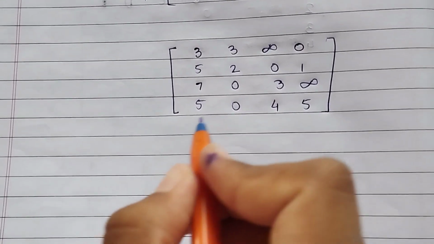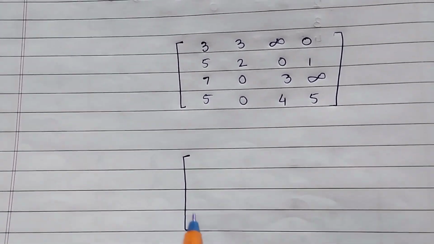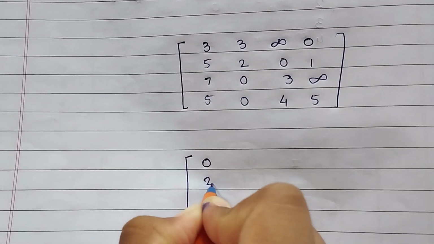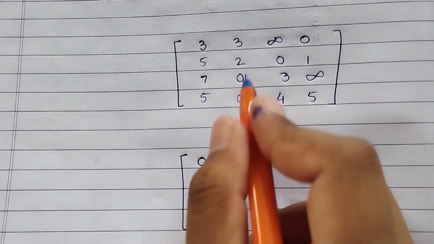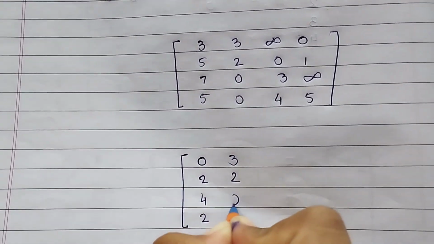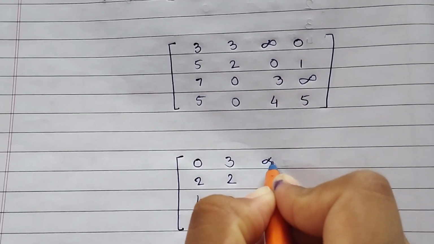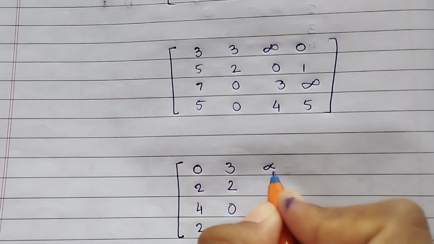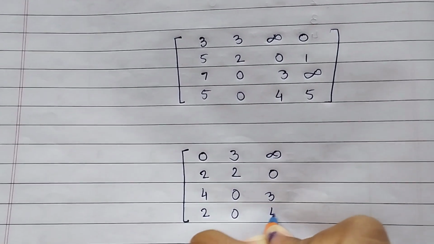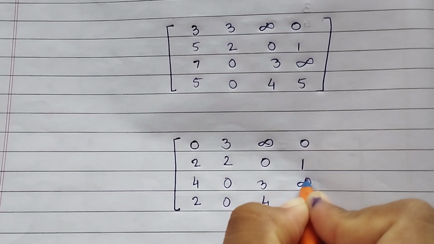Now the third step: find the minimum from each column and subtract it from the respective column. From the first column 3 is the smallest. So 0, 2, 4 and 2. Now from the second column 0 is the smallest, so we write the column as it is, because any value subtracted from 0 remains the same. In the third column, again 0 is the smallest, so we write the column as it is. And in the last column again 0 is the smallest, so write it as it is.